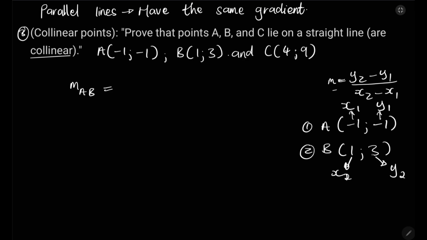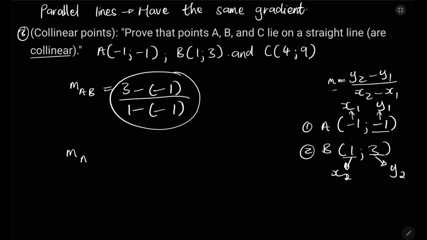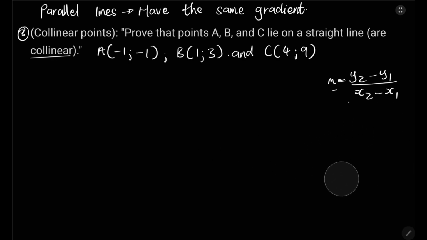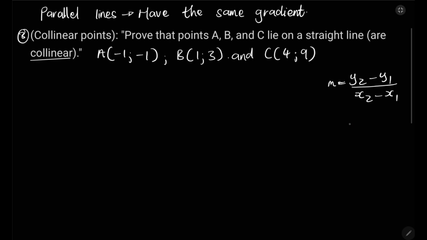So we have y2. What's y2? 3. This will be 3 minus y1, which is -1, in a bracket, all over x2, which is 1, minus x1, which is -1. It should be in a bracket. So when you punch this in a calculator, your answer should be: the gradient of AB is 2. Now we have the gradient of AB, which is 2.